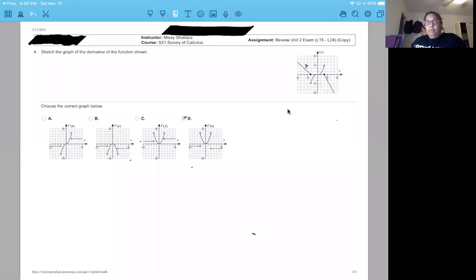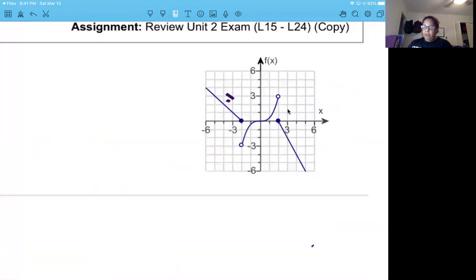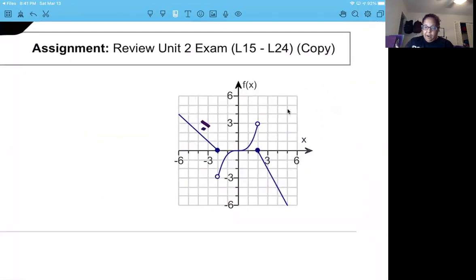Okay, so this is going to be a review of some of the questions from the Unit 2 review. I'm going to start with number 4. It says sketch the graph of the derivative of the function shown. So they give us this function here, and they're asking us to sketch the derivative.